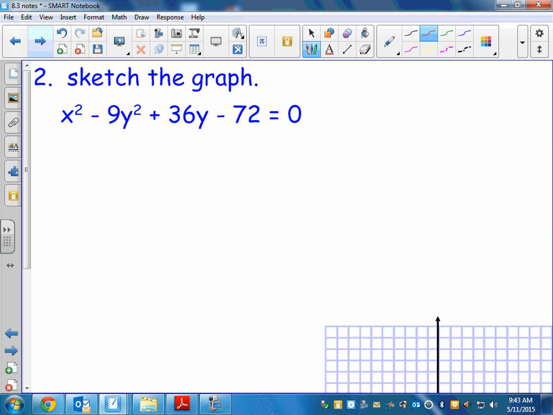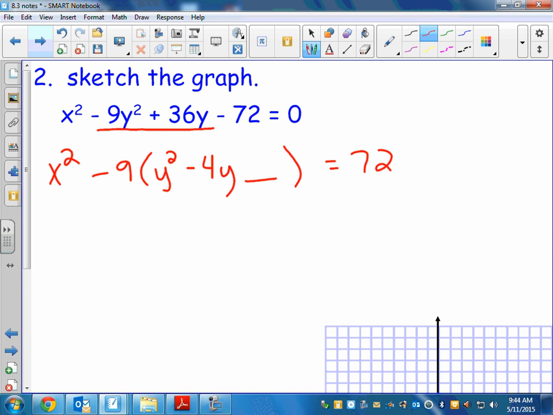So just like all the other ones, we have to complete the square to make this look right. There's no other x in this problem, right? So that means I don't have to complete the square for the x, so I'm just going to leave the x right there. And then for the y, I'm going to go ahead and factor out the negative 9 and make that y squared minus 4y. Leave the space to complete the square. If there was an x to the first power, you'd have to complete the square for it also. And I'm going to go ahead and add 72 to the other side.